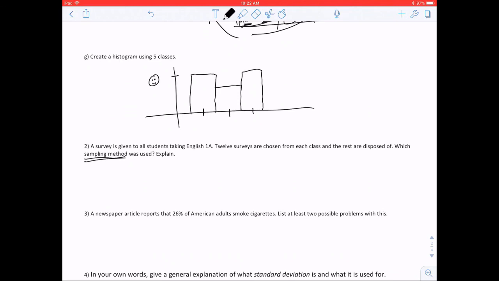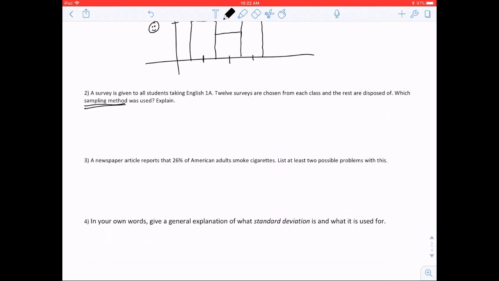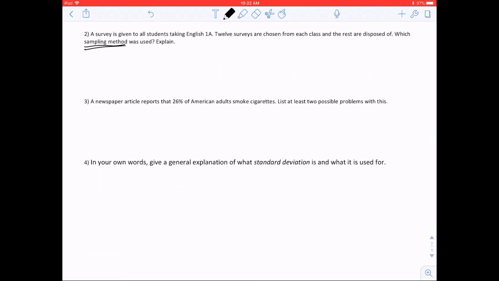So this one is just which sampling method. There were 5 sampling methods, so that you can even look up. Number 3, just try to think critically what could be a couple of problems with that.